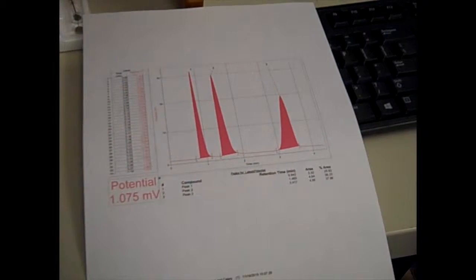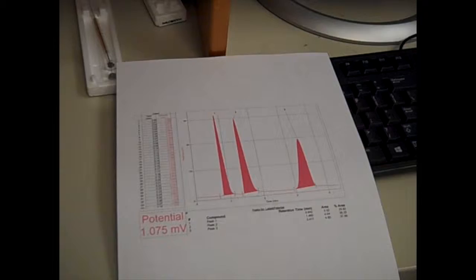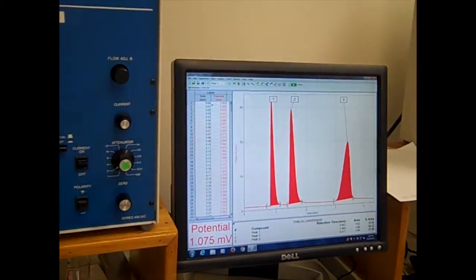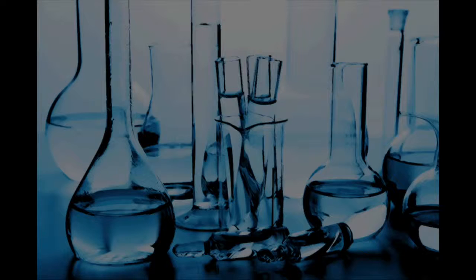After your data has been printed, rinse your syringe as demonstrated previously. Make sure to leave the GC the way it is. Do not turn off the gas or the instrument without the permission of the instructor.